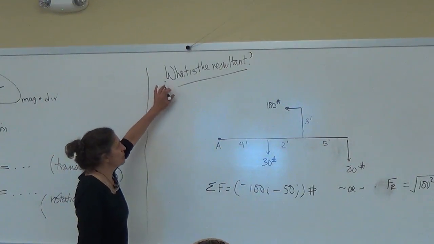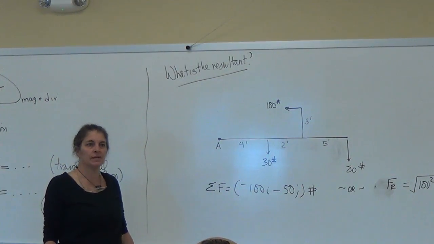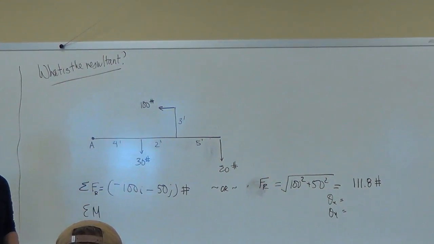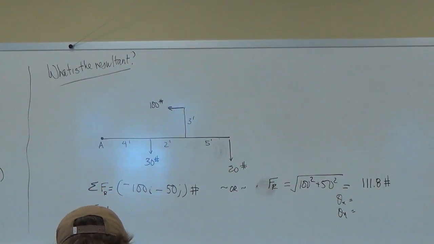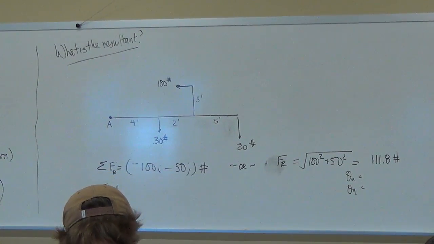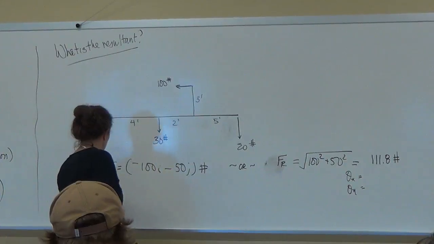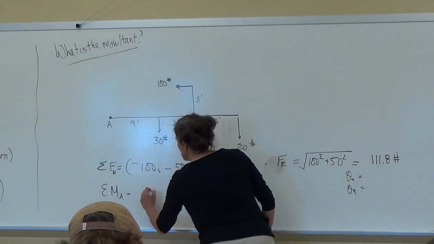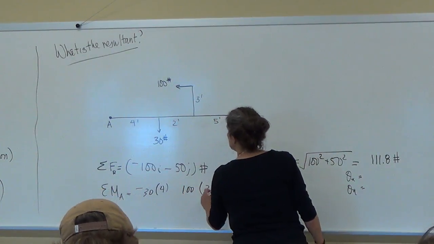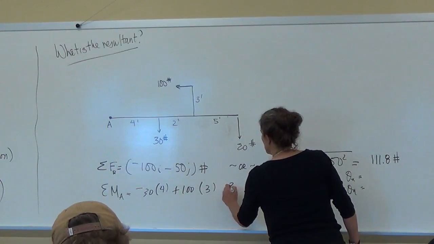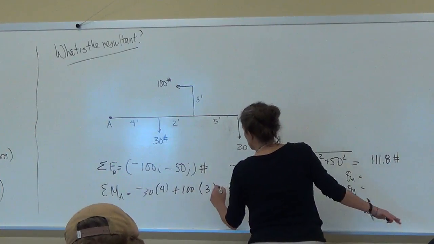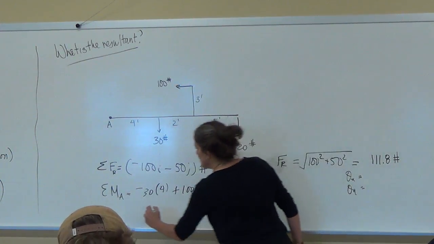Okay, what else? My question said, what is the resultant? You just found the resultant force. What else do I need? The resultant moment. And do I need to tell you the point you're going to find the moment about? Why? Because there are no couples. So let's do A. So it's 30 times 4 negative, 100 times 3 positive, 20 times 11 negative. And what does it come out to be?